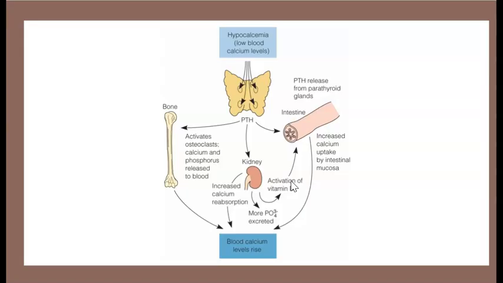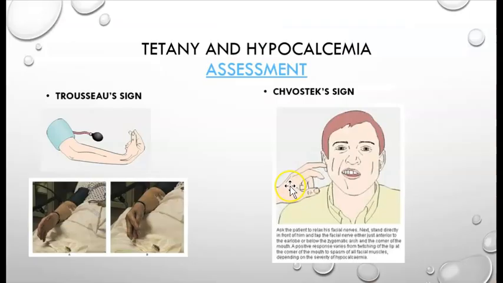So with treatment, you're going to go with oral or IV vitamin D to help assist with absorption of calcium in the GI tract, and encourage a diet high in calcium: dairy products if they can tolerate it, canned salmon, broccoli, spinach, and tofu if they're able to have that.